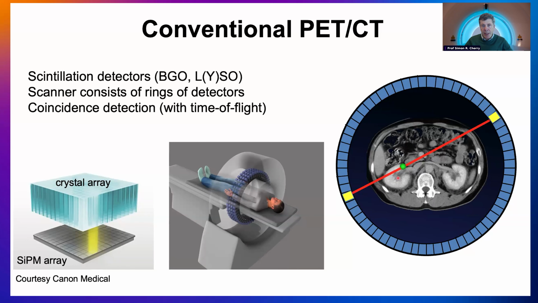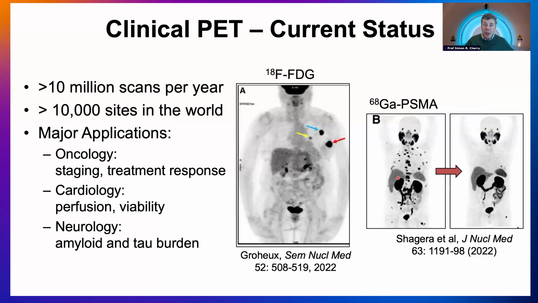So that's the basics of how a conventional PET scanner works, and we combine that with a CT scanner to form a hybrid system, because we need the CT scan for anatomic information so we can better understand where our PET signals are occurring, and also to do some of the quantitative corrections for PET for photon attenuation and scatter, so that we end up with quantitative images. So if we look at clinical PET, the current status is that something on the order of about 10 million clinical scans are done a year across the world at about 10,000 different sites.